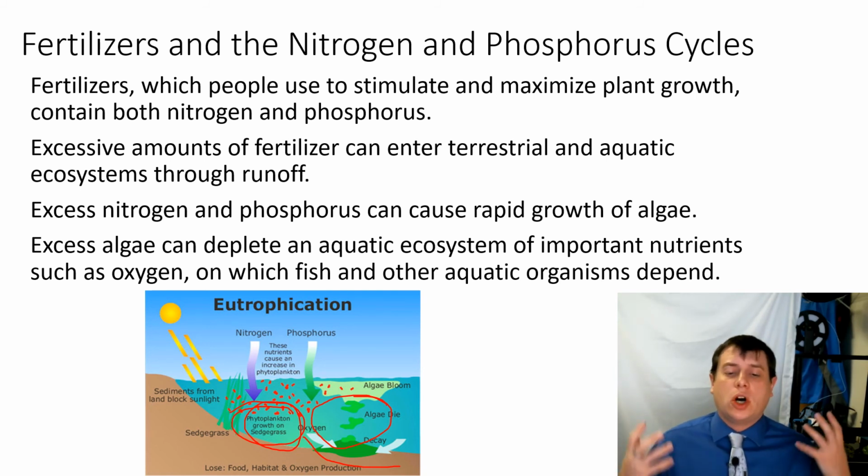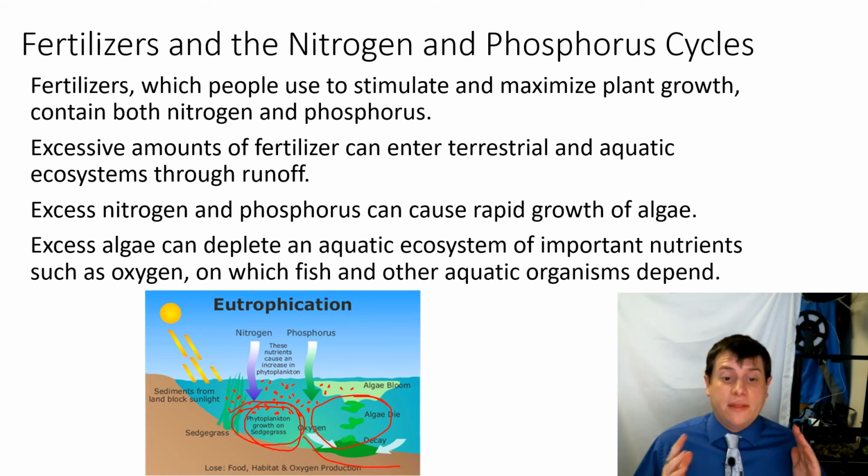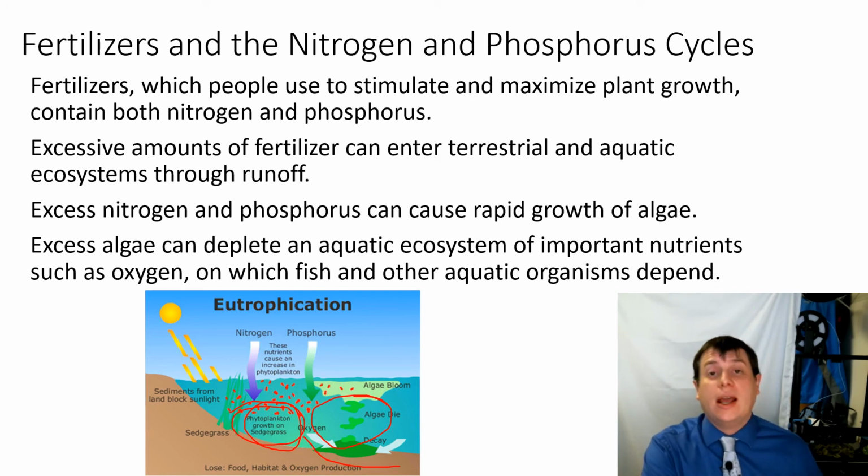This is a process called eutrophication. It means literally too much nutrition. Eutrophication, excess nutrients, all right? And this is a big problem, especially in coastal areas. And it's causing what are called dead zones. And these are places where there's so little oxygen that everything in there is just dying.